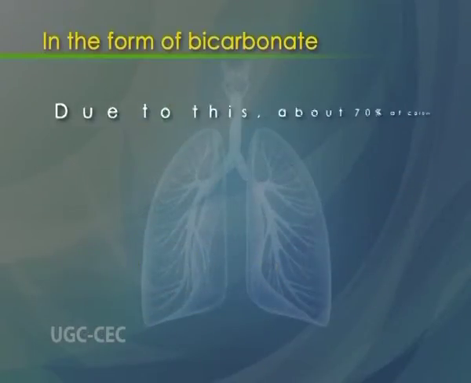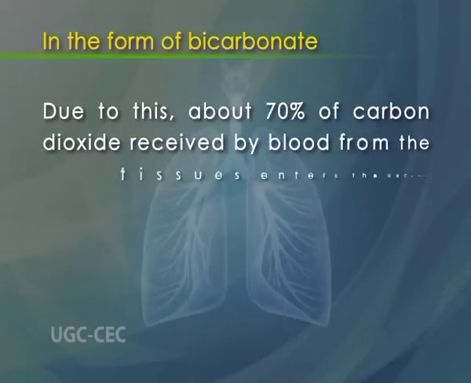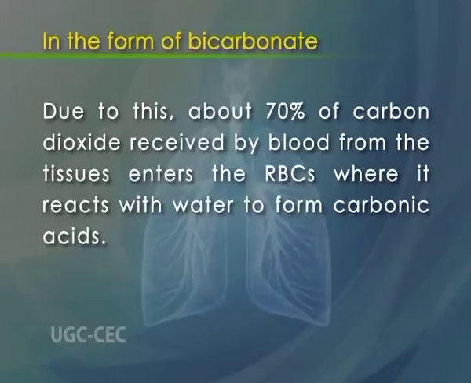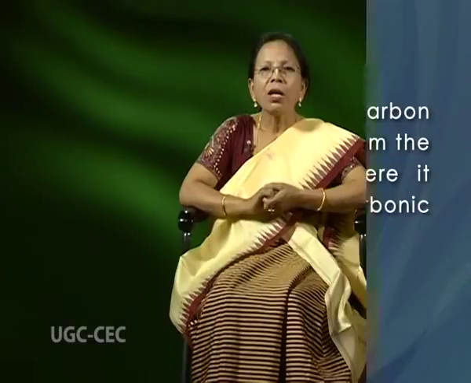Due to this, about 70% of carbon dioxide received by blood from the tissues enters the RBCs where it reacts with water to form carbonic acid. Carbonic anhydrase is exclusively found in RBCs. All other tissues contain it in traces except stomach and pancreas, which have a considerable amount.